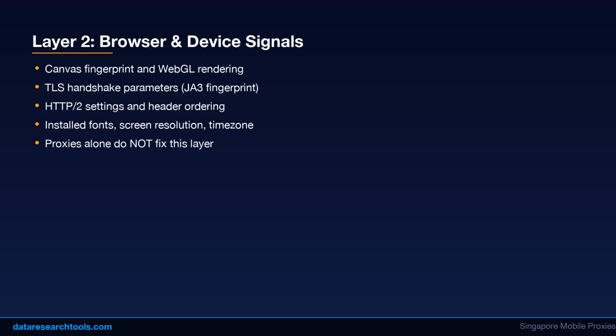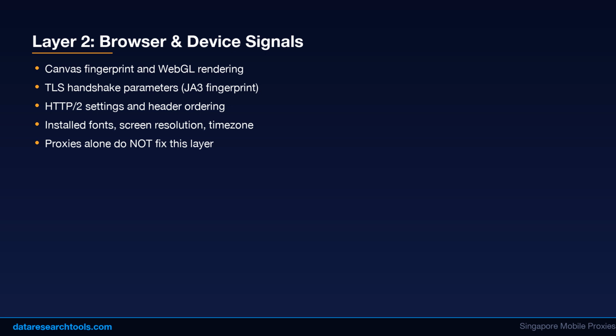They are looking at canvas and WebGL rendering signatures, audio context fingerprints, font enumeration, navigator properties like plugins and MIME types, hardware concurrency. They check TLS fingerprints, cipher suites, extensions ordering, HTTP 2 settings fingerprints, timing of DOM events. A mobile proxy cannot fix any of this.